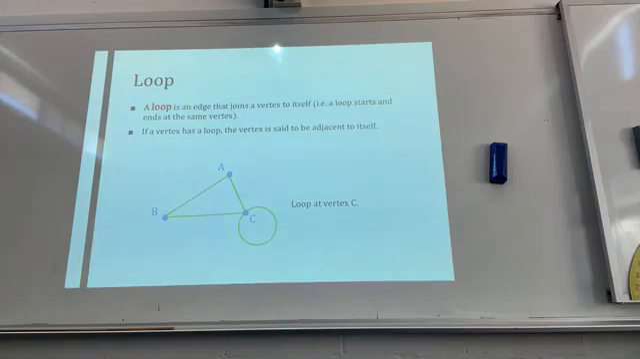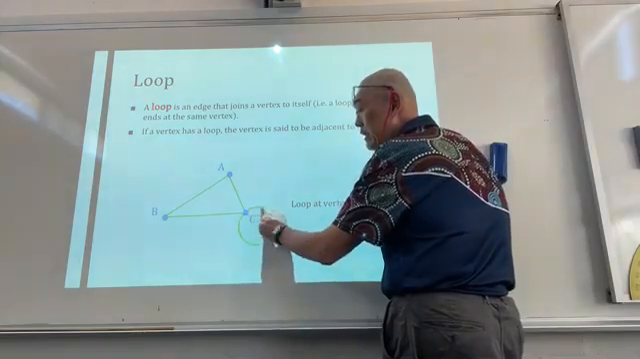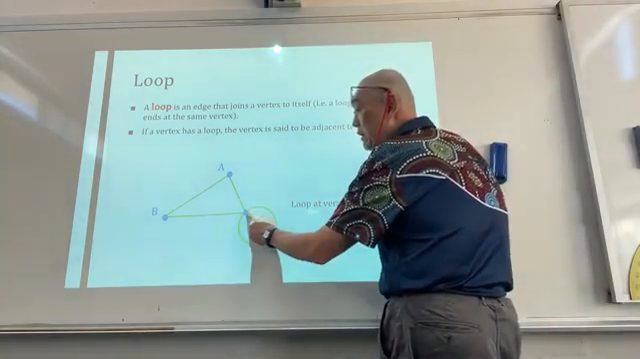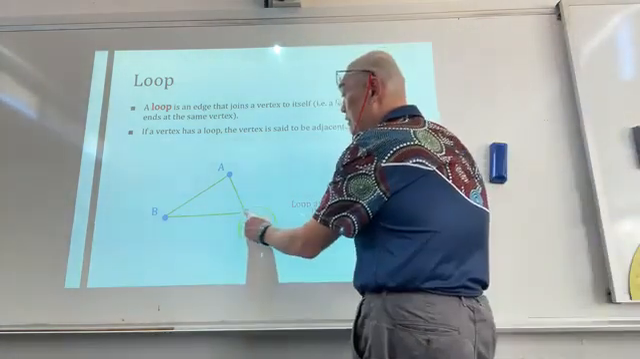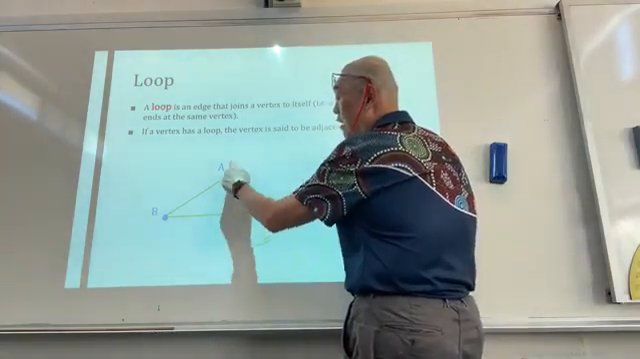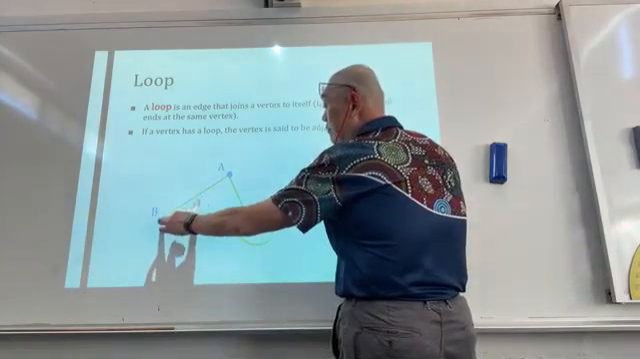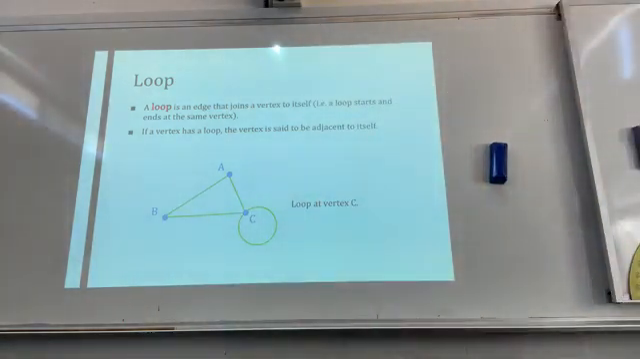Loop. A loop is an edge that joins a vertex to itself. So a loop starts and ends at the same vertex. So if a vertex has a loop, the vertex is said to be adjacent to itself. So C is adjacent to itself because it has a loop. Now, in this case, C has multiple edges as well. Whereas C to A, there's only a single edge, A to B is a single edge, B to C is a single edge. But C itself has got multiple edges. All right, it's got a loop.